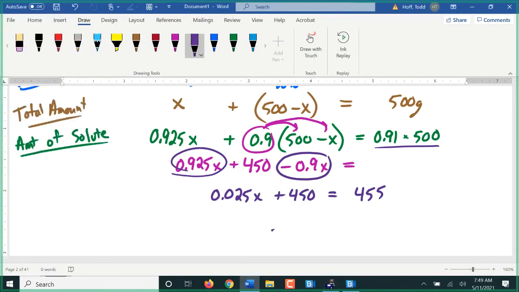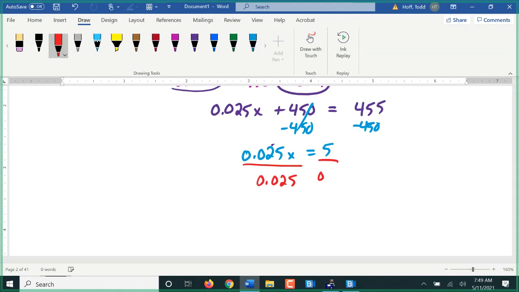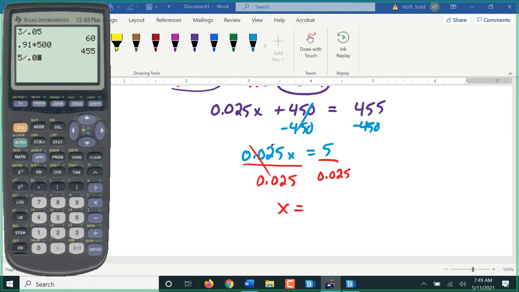Just confirming that. Now we're ready to just solve the equation. We'll subtract the 450 from both sides. We get 0.025X equals 5. Now we can divide by 0.025. X equals 5 divided by 0.025, 200.